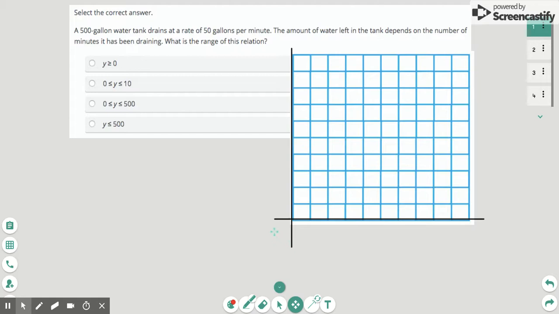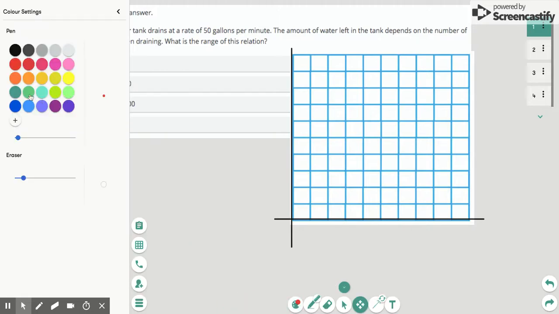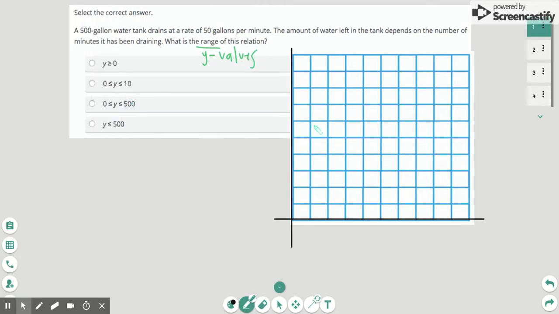Okay, so this one talks about domain and range. Range is all the y values that will be part of the function. All right, and I put a coordinate plane to help us model this better. We have a 500-gallon water tank, and it drains at a rate of 50 gallons per minute. So on this side, I'm going to have my gallons, and my x-axis is going to be the minutes.